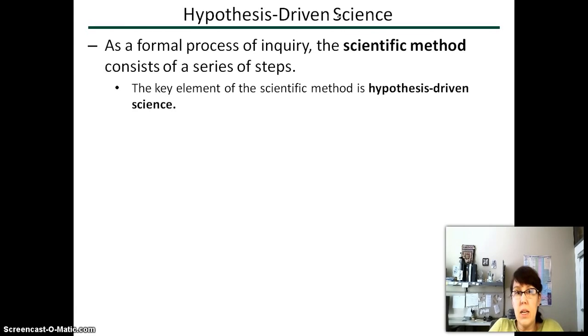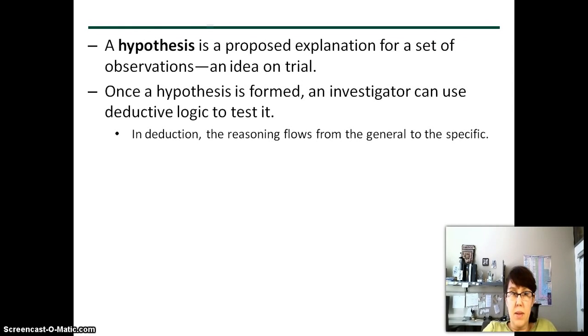So now let's start talking about the scientific method. So we refer to it as hypothesis-driven science, and this means that we've got some steps that we need to talk about. A hypothesis is a proposed explanation for a set of observations. Proposed. It is a tentative explanation. It's a possibility.